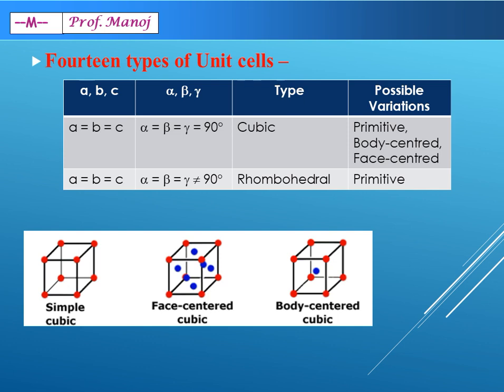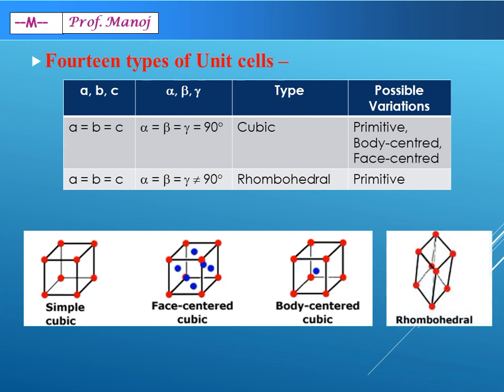You can see now the second one where edge lengths are equal, but out of the three angles they are not equal to 90 degrees. This is known as rhombohedral and only one type of cell is possible here: primitive cell. No body centered, face centered or end centered found here. Here out of 14 we have taken three types of cells.